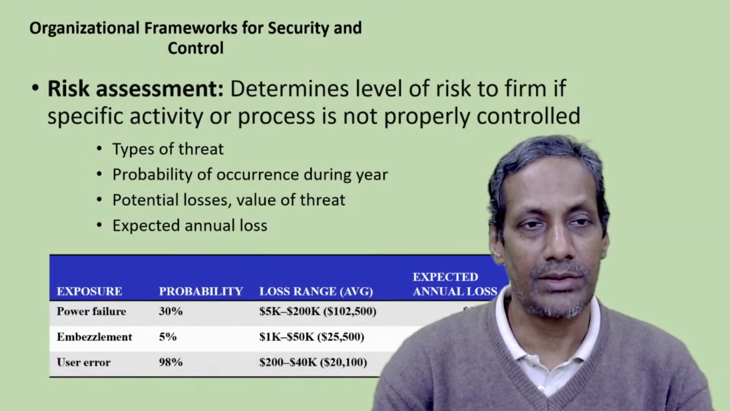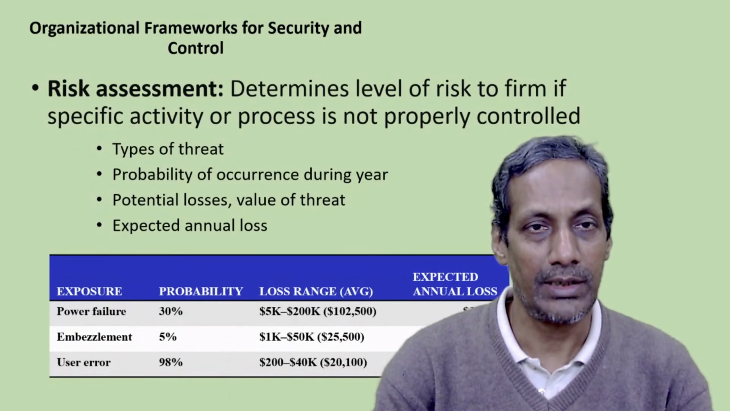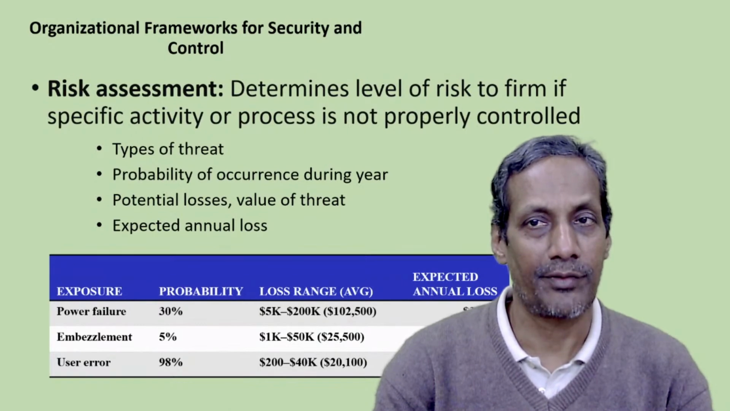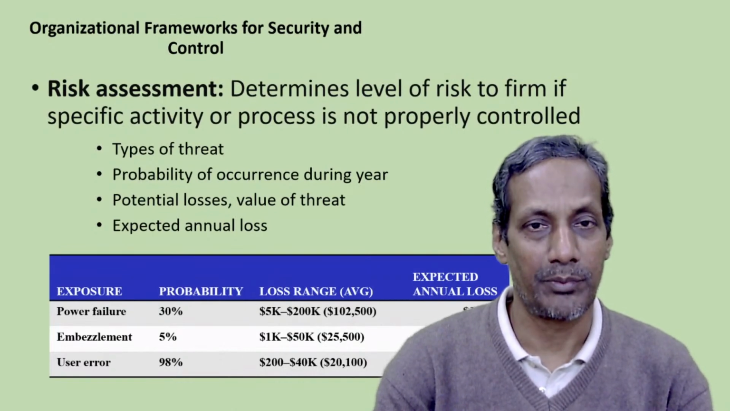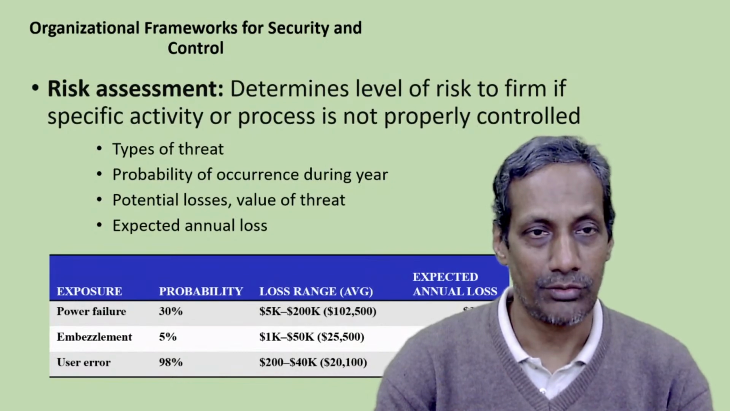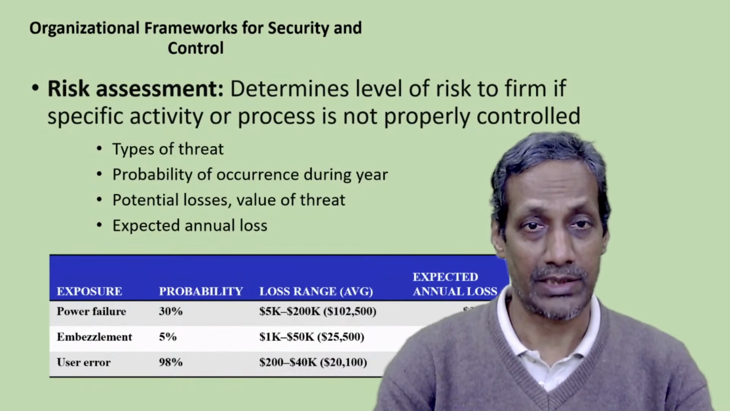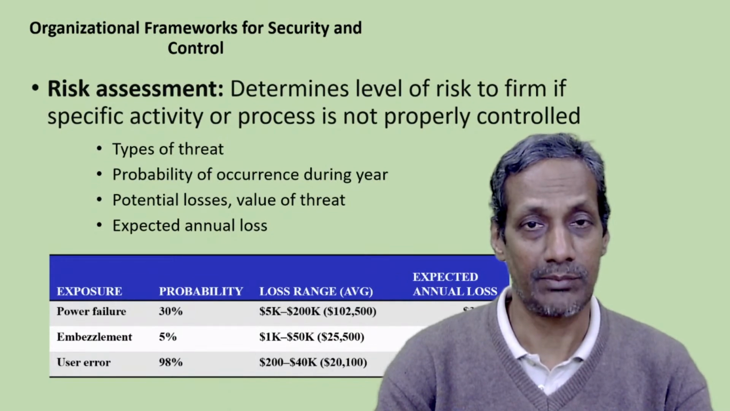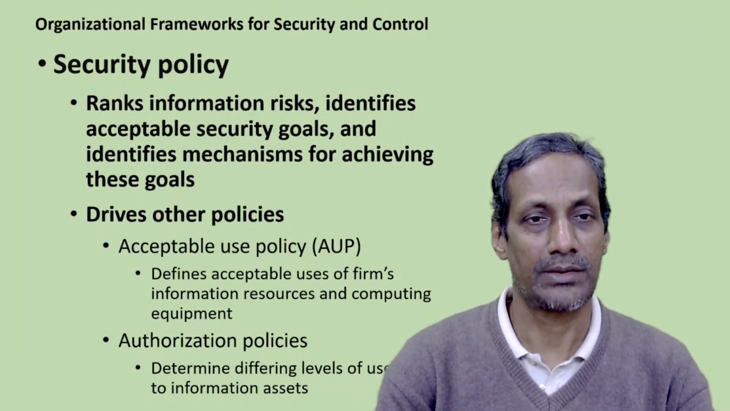We, as managers, need to do a risk assessment of our information systems regularly. We need to determine the level of risk to the firm if a specific activity or process is not properly controlled, like the types of threat, probability of occurrence during a year. We need to know the potential losses and the value of the threat, expected annual loss as a result of the system being attacked. Every organization needs to have an information security policy in place.